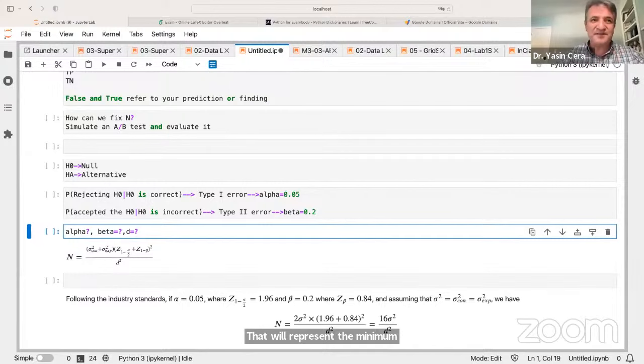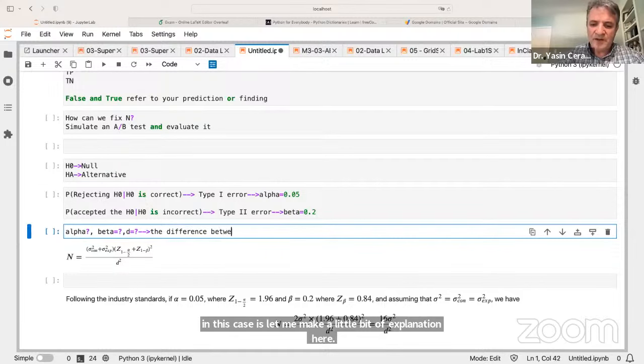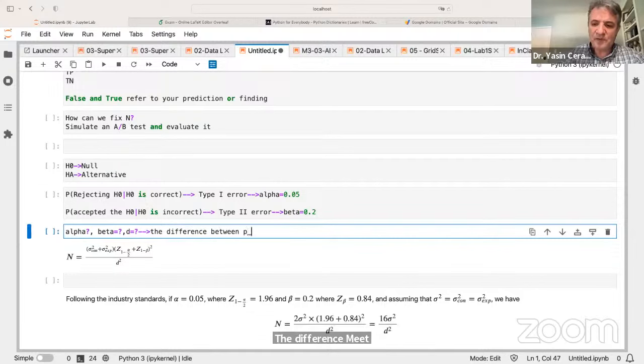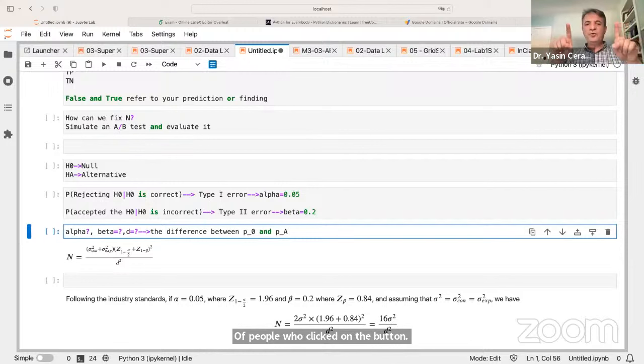Minimum effect in this case is, let me make a little bit of explanation here, the difference between P naught and P alternative. So P, remember, is the ratio of people who clicked on the button. So you are going to look for a meaningful difference between the ratio of people who clicked on the blue button versus who clicked on the red button. If that ratio increases, let's say from 0.6 to 0.7, that 0.1 increase in the click may be beneficial for your business.